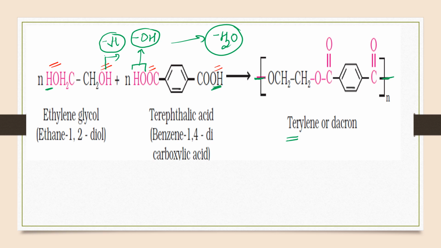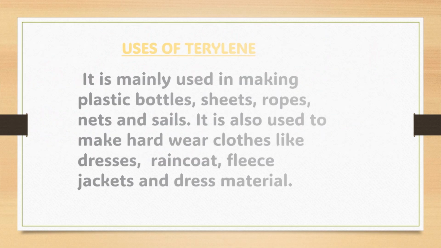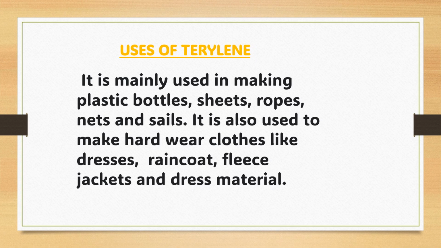So what are the uses of terylene or dacron that we have to study? First, very important, it is used in making plastic bottles, sheets, ropes, nets, and sails. It is also used to make hardware, clothes like dresses, raincoats, fleece, jackets, and dress material. A very important property of terylene is that this fiber is crease resistant. This is a very important thing. Crease resistant. This is all about terylene.